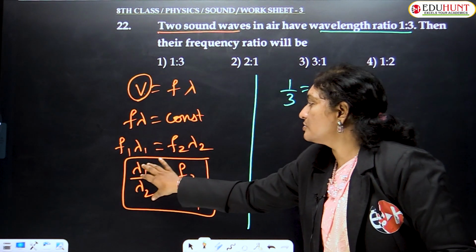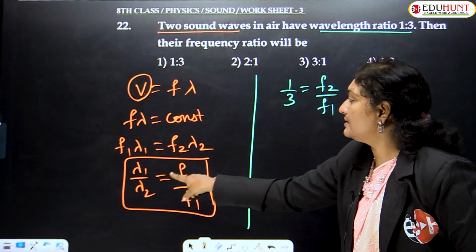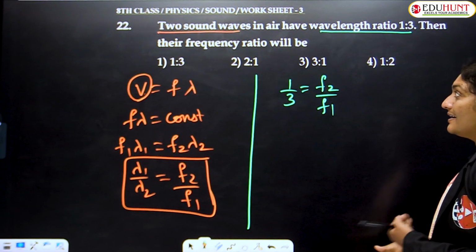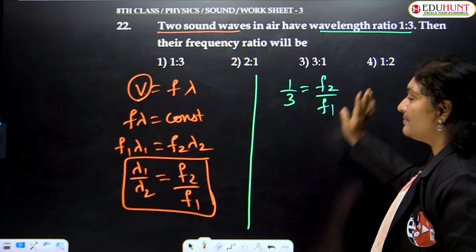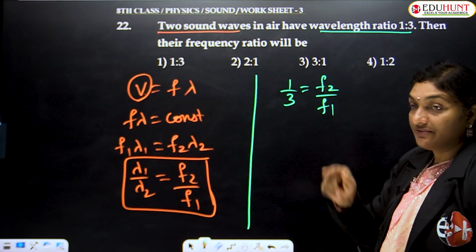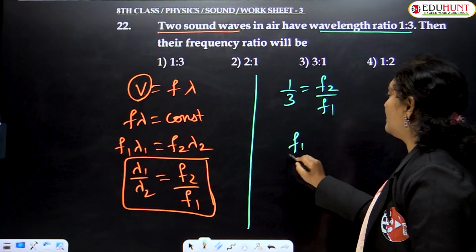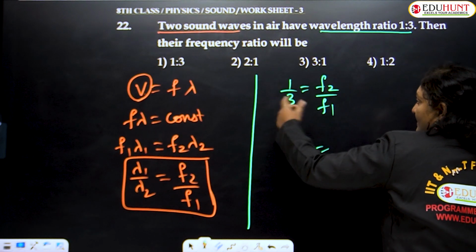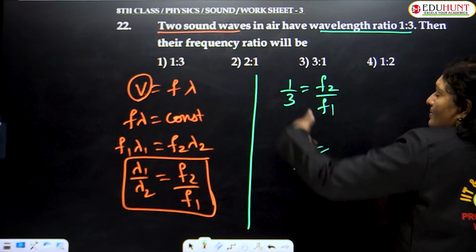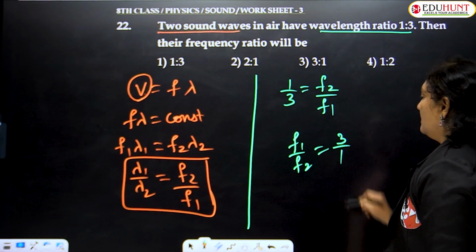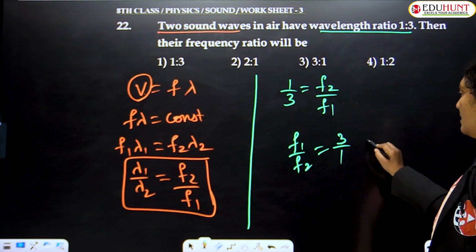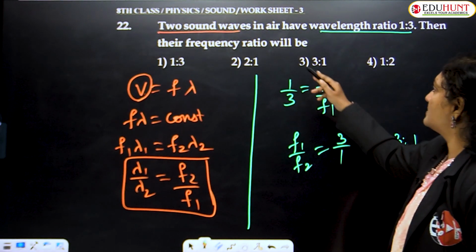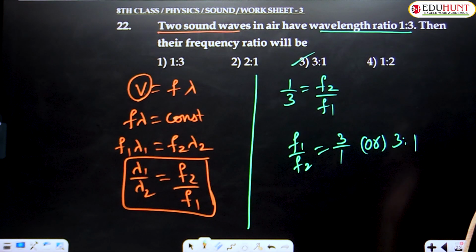I just substituted the given values. Instead of lambda 1 by lambda 2, I substituted 1 by 3. But you are asked the ratio of the frequency. Ratio of the frequency means not F2 by F1. They are asking for F1 by F2. Then what is F1 by F2? If F2 by F1 is 1 by 3, then F1 by F2 must be equal to the reciprocal of that. That is 3 by 1, or in ratio format, it can be written as 3:1. Hence, the correct option is option number 3.